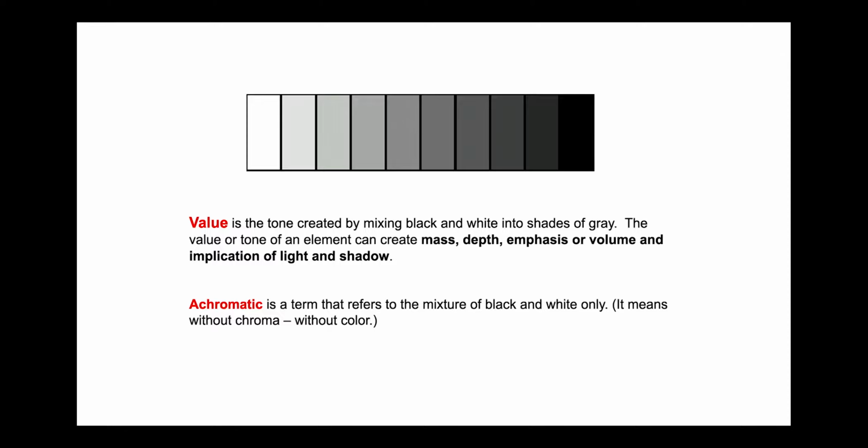It means a place on the grayscale between black and white. So these are a set of values. We call this a value scale. We could also make a gradient between black and white because there are infinitely many values.